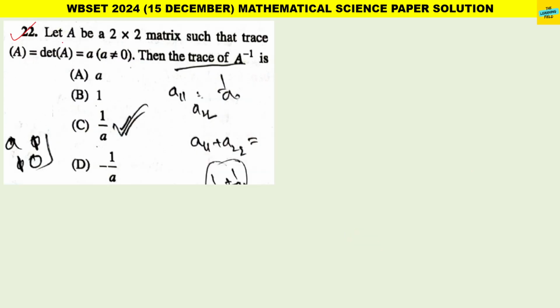this one. It says that let A be a 2 by 2 matrix such that the trace of A equals the determinant of A equals a non-zero value, then the trace of A inverse is.